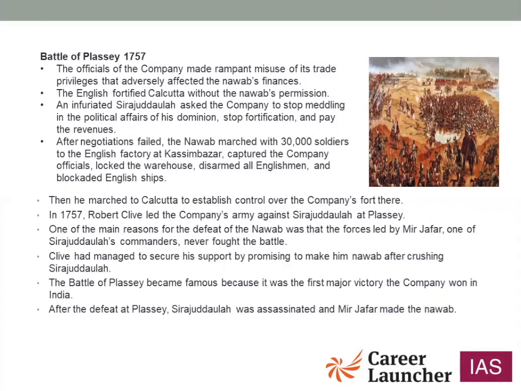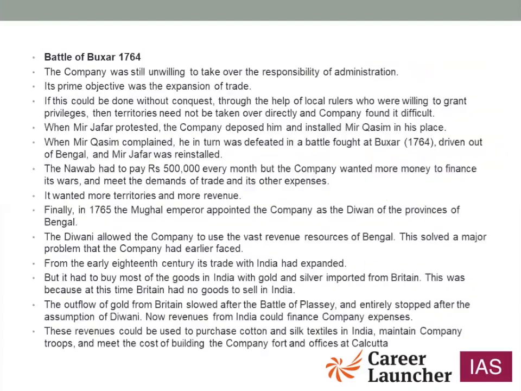One of the main reasons for the defeat of the Nawab was that the forces led by Mir Zafar refused to fight the battle. Mir Zafar was Sirajud-Dowla's commander. When the commander refused, this proved to be the biggest reason behind the defeat of the Nawab of Bengal. Robert Clive secured his support by promising to make him Nawab after crushing Sirajud-Dowla. The Battle of Plassey became famous because it was the first major victory the company had won in India. After the defeat at Plassey, Sirajud-Dowla was assassinated and Mir Zafar was made the Nawab of Bengal.